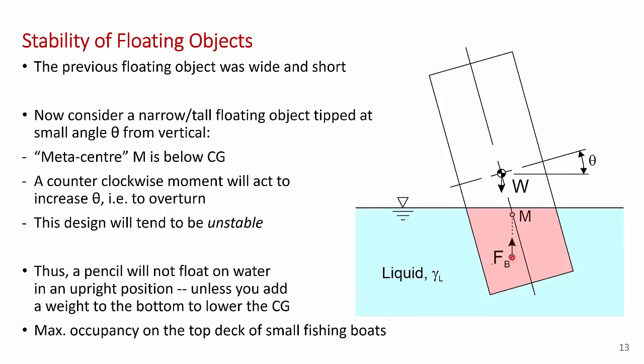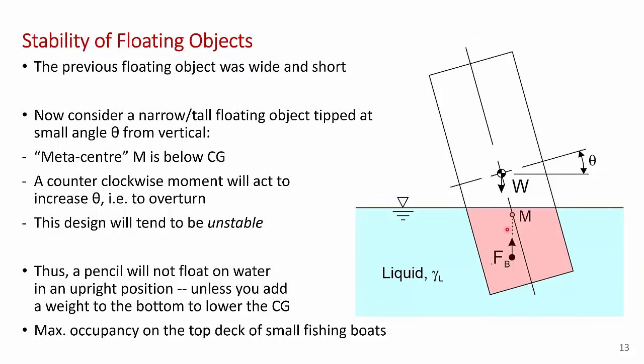And you can see now that the moment produced by the buoyancy force and the weight is in the counterclockwise direction. So this boat is going to continue to tip. It's going to tip even worse. It's going to be unstable. It's going to overturn. And so the counterclockwise moment will act to increase the small displacement angle theta, and this design will be unstable.